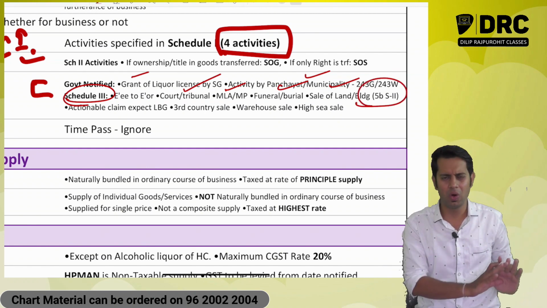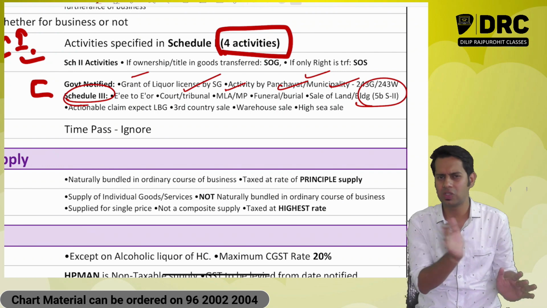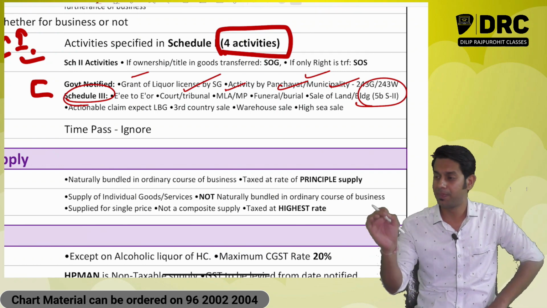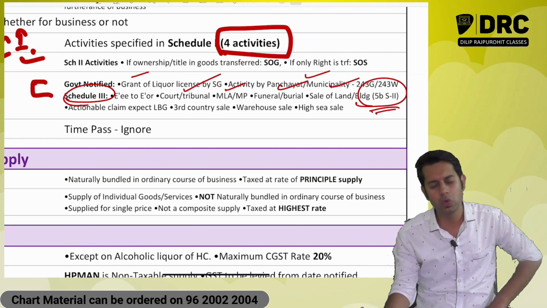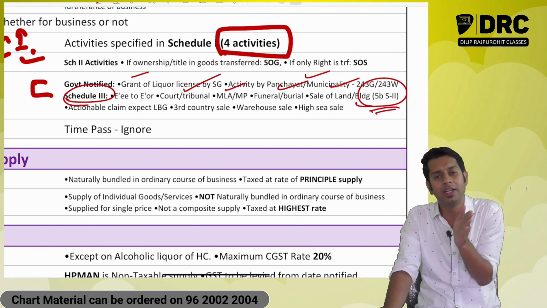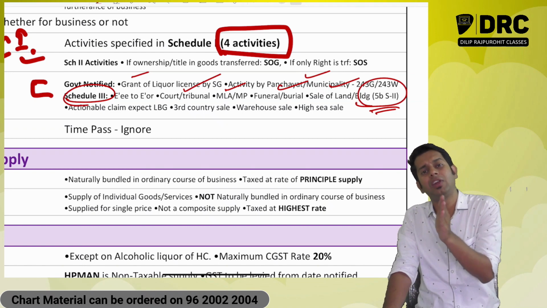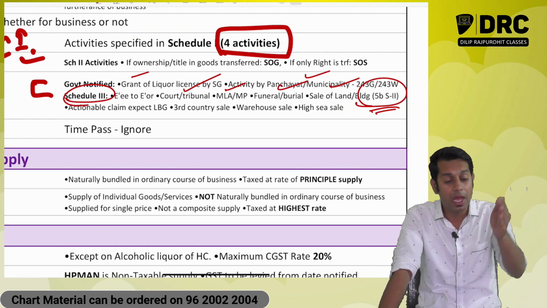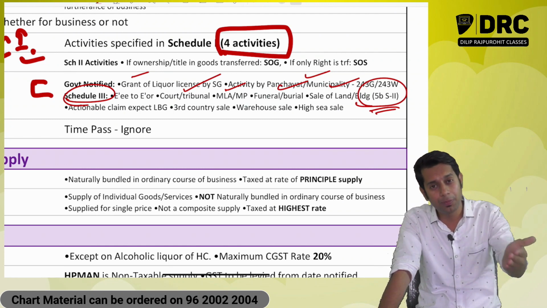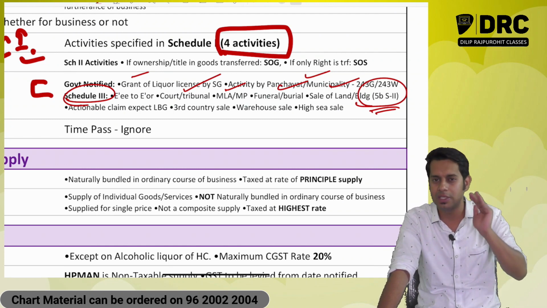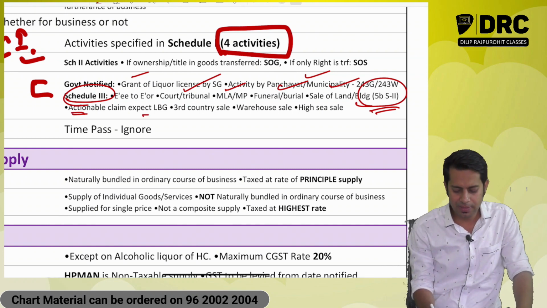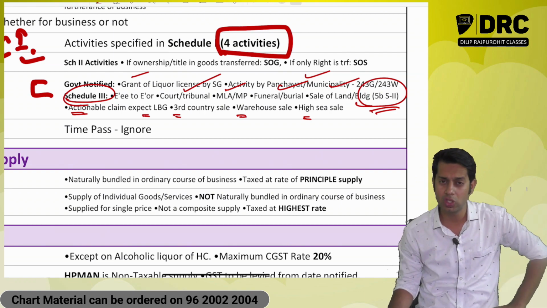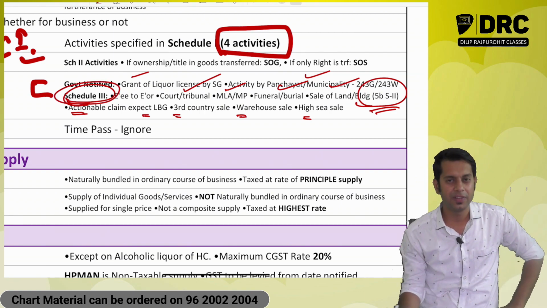Sale of land, no provisos are there. If you are selling any land, it is not a supply. Sale of building, you should refer the provisions of para 5B of schedule 2. What is para 5B of schedule 2 telling? Para 5B of schedule 2 says if the consideration for the sale of building is received after issuance of first occupancy or after completion certificate, then it is not a supply. If the consideration for the sale of building is received before completion certificate or before first occupancy, then it shall be treated as supply. Actionable claims except lottery betting and gambling, third country sales, warehouse sales and high sea sales, these all shall not be regarded as supply. This is specified in schedule 3.